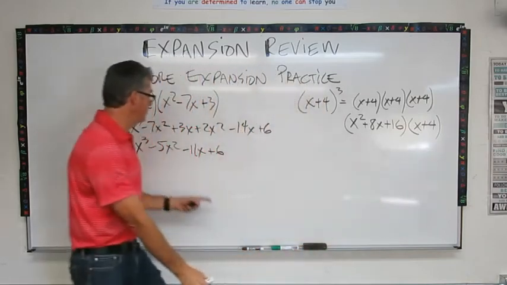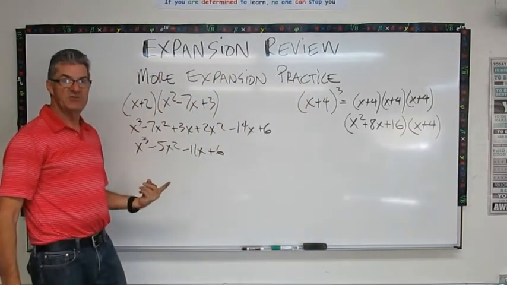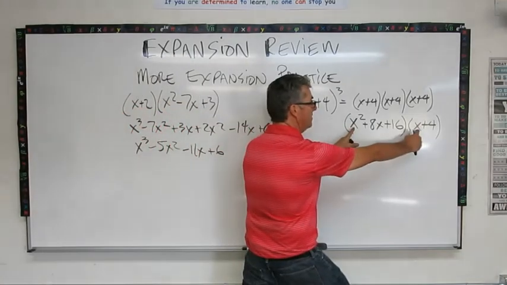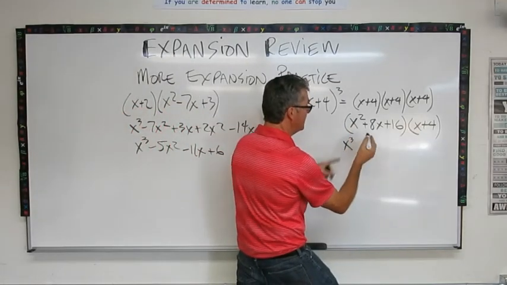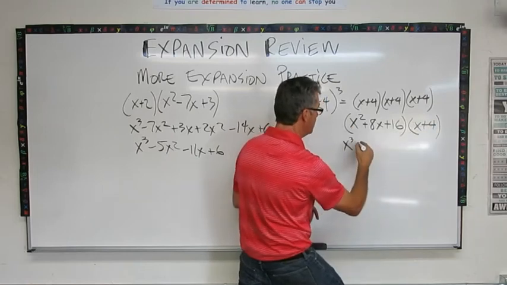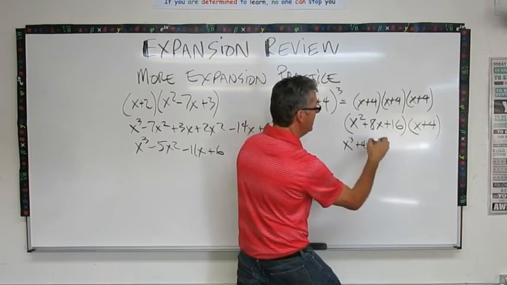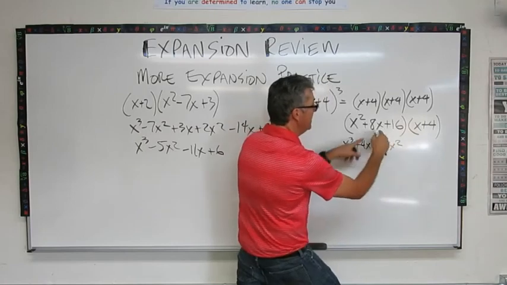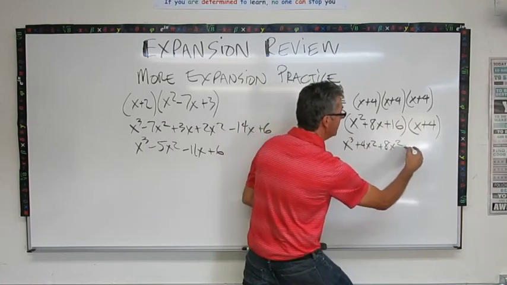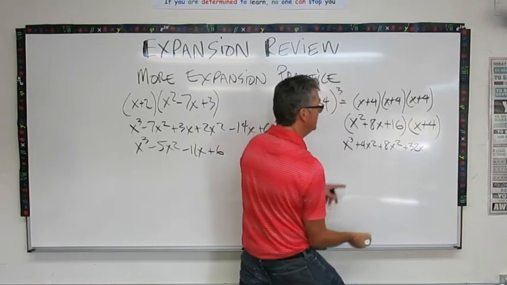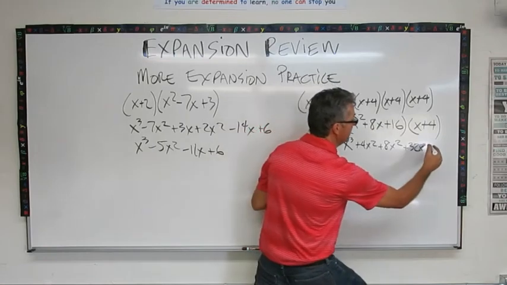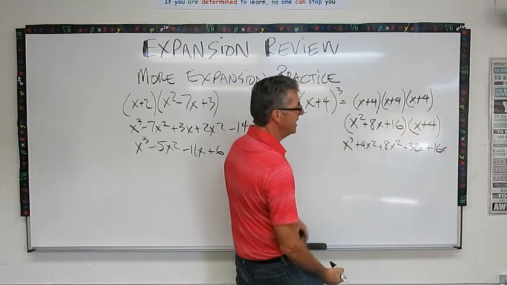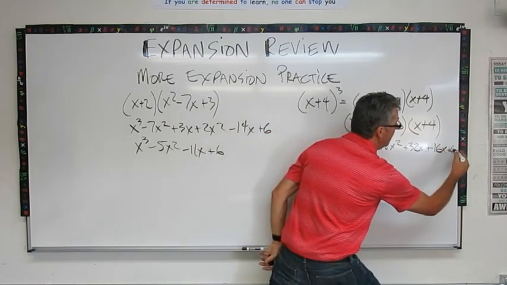Now this is just another one of these where we have a lot of steps to keep track of. It's a little picky, you just got to do it right. So, x squared times x is x to the third. x squared times 4 is 4x squared. 8x times x is 8x squared. 8x times 4 is going to be 32x. And then 16 times x gives me 16x. And then 16 times 4 gives me 64.